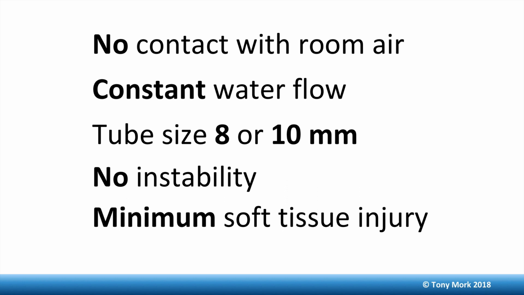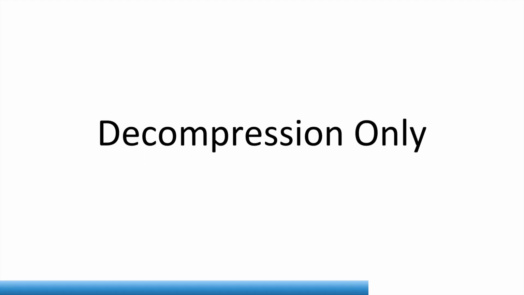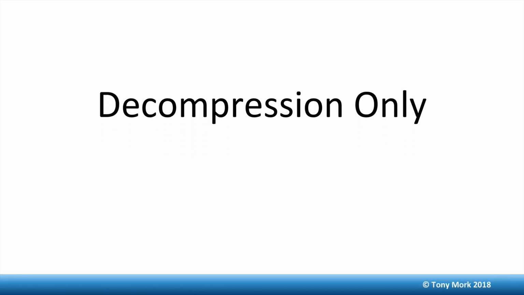Endoscopic, there's constant water flow. Again, there's no air contact with endoscopic because of the constant water flow. The tube size is 8 or 10 millimeters compared with the typical METRx or the minimally invasive tubes, usually 18 to 24 millimeters. No instability is because you're not taking that much bone away, and there's minimum soft tissue injury. Remember we talked about the soft tissues that act to stabilize the spine, like the stays on a sailboat can actually hold the mast up. So endoscopic really refers to decompression only.